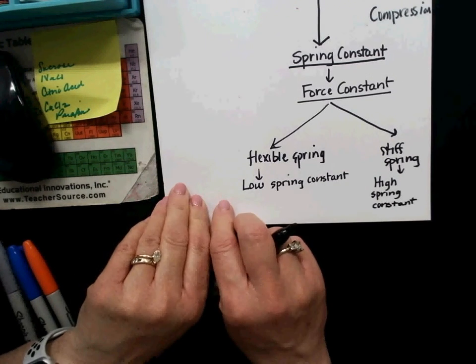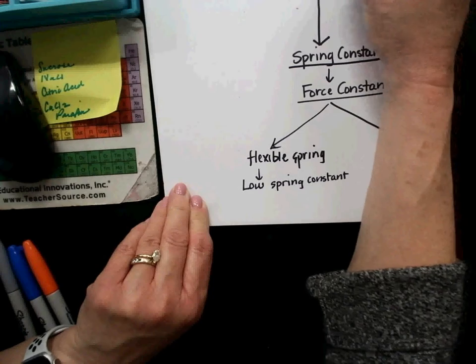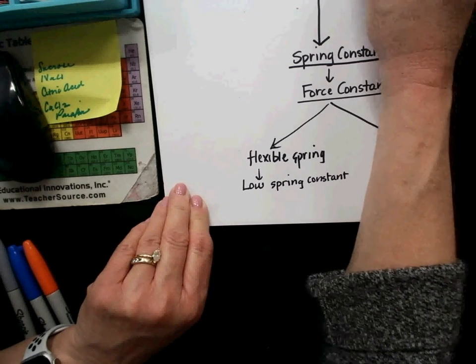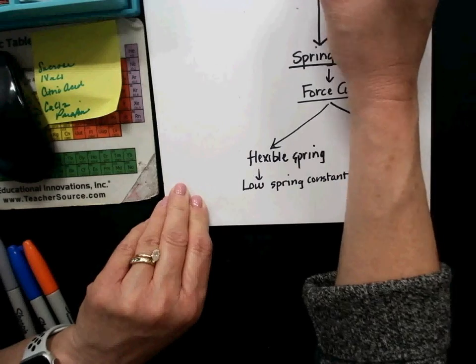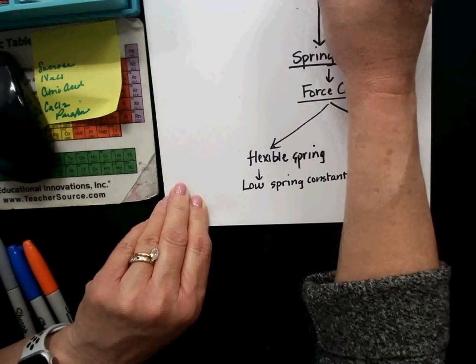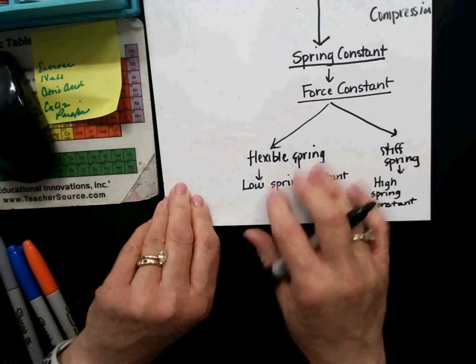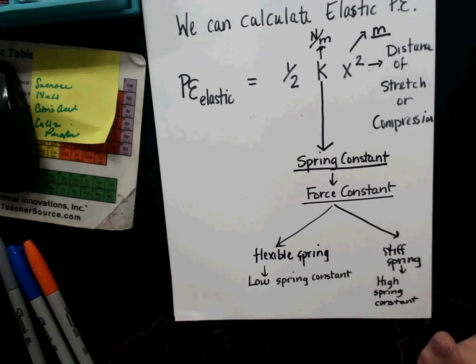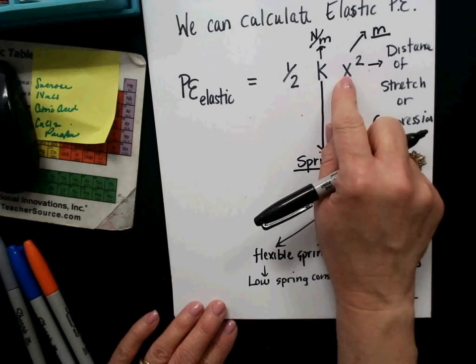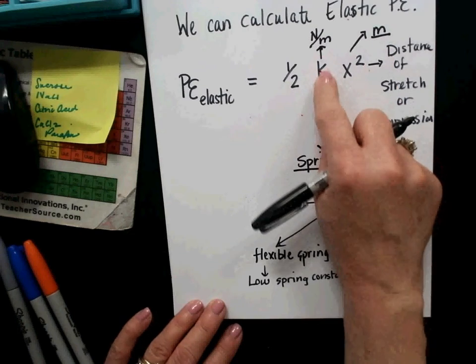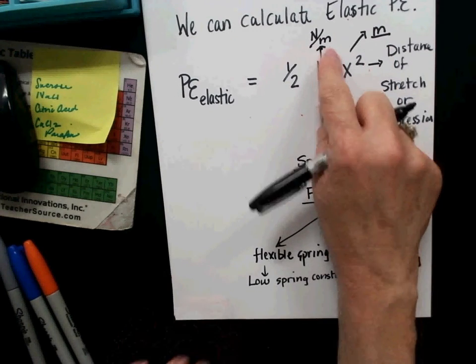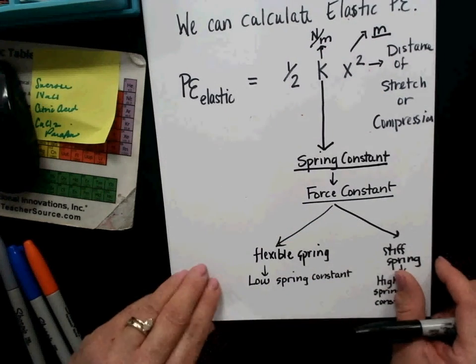Let's think about this formula for just a minute. Distance in this formula will be measured in meters. Spring constant is a force over a distance, so it's measured in newtons per meter. So your x is measured in meters, that's your distance, and your k, your spring constant, is newtons per meter.